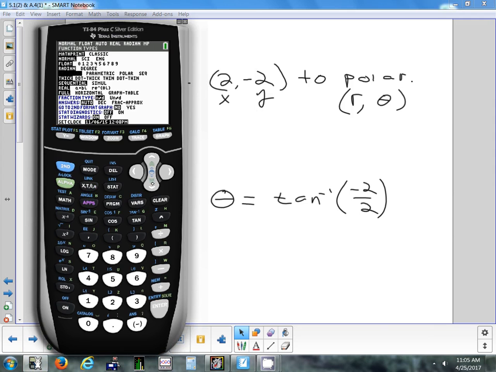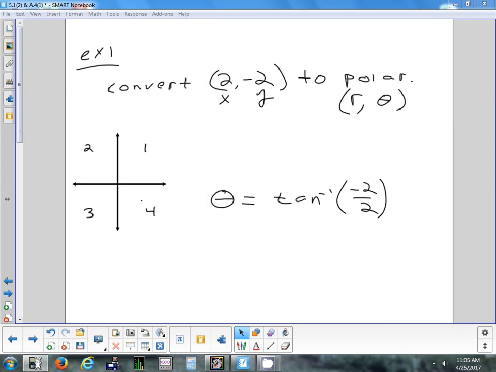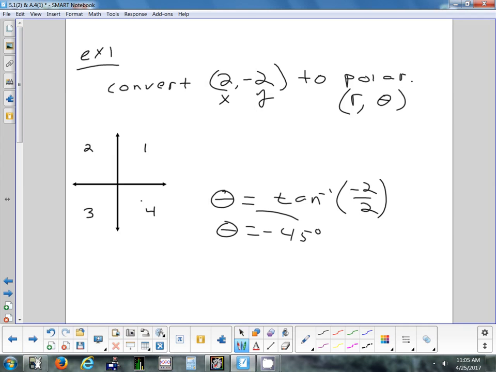All right, this problem didn't say if I should use degrees or radians, but I'll stick with degrees. And I'll do second inverse tangent of, well, I could type -2 over 2, or I could have just typed in -1. So I get -45 degrees. Okay, that's my angle. And now my radius.